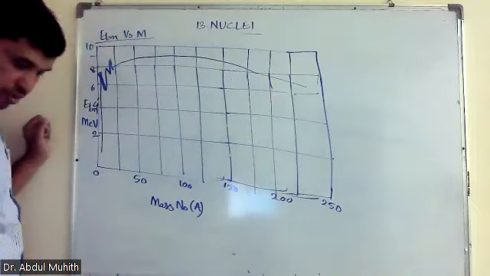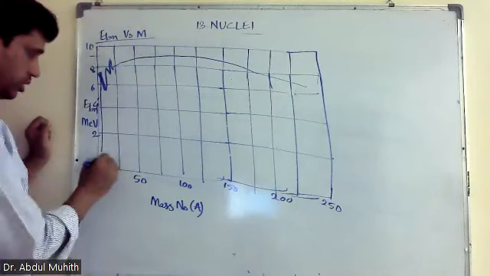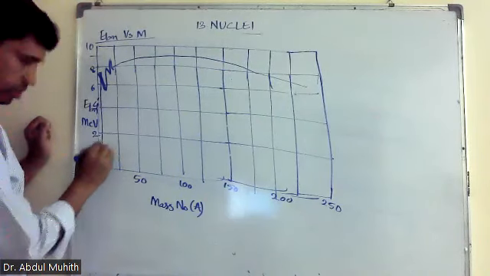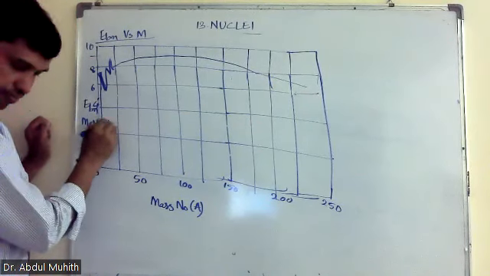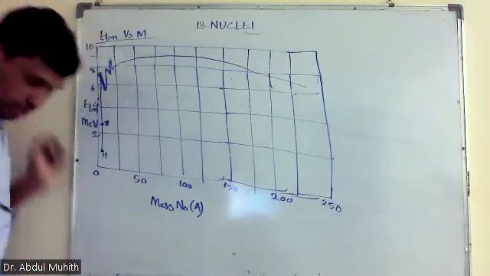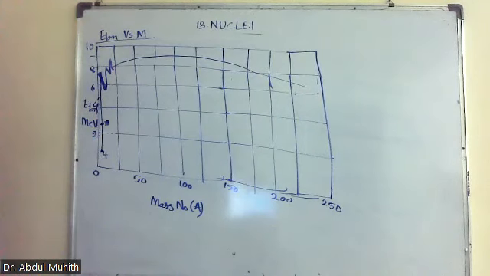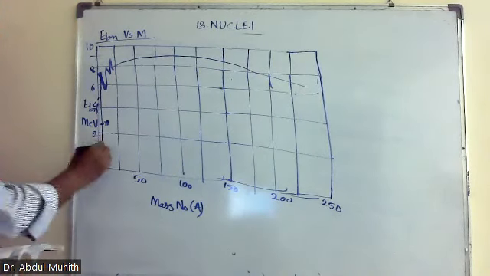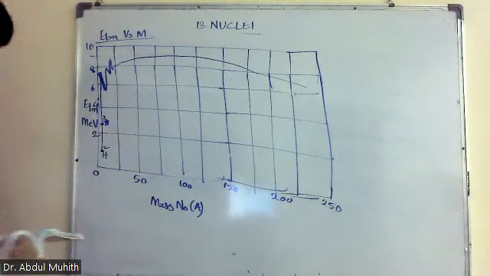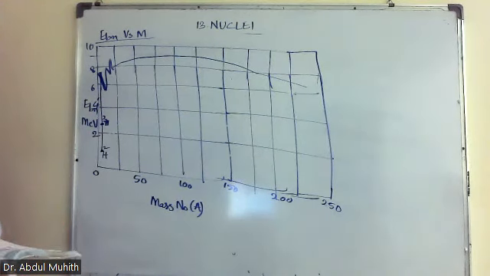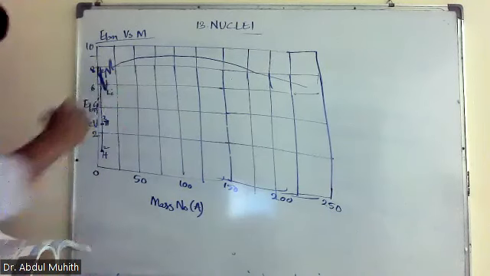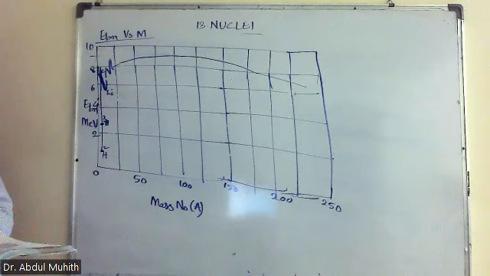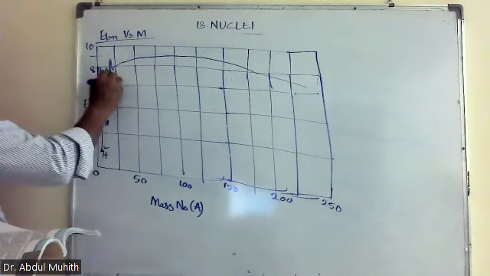So I'll write the names of the elements also. This is hydrogen, and this one is helium. 1H1, 1H2 and 1H3. Then we have lithium. Helium here. Then this is lithium. Then nitrogen, carbon. This is nitrogen. This is carbon.